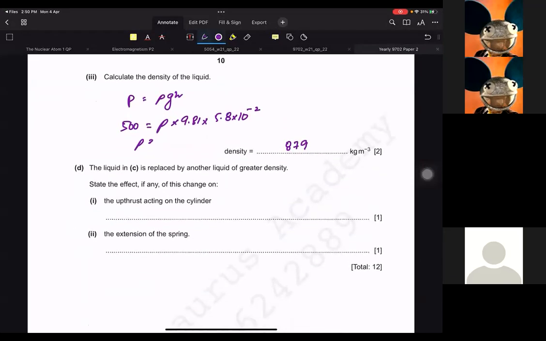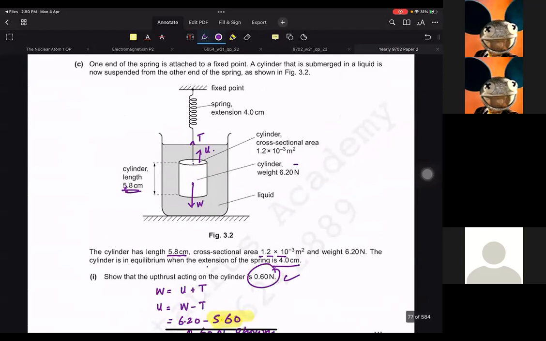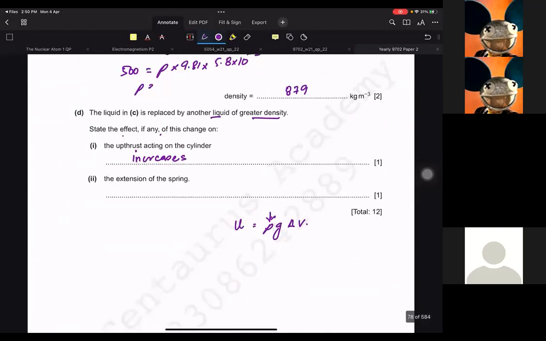All right. Now it says a liquid is replaced by another liquid of greater density. State the effect. Now, if you look at it, upthrust is given as rho g delta v. So upthrust basically depends on density. The higher the density, the upthrust will be more. So we're going to write it will increase. And extension of the spring: if there is more upthrust, then it will actually pull it upwards. So the extension will reduce. Please let me know if you have a question now.